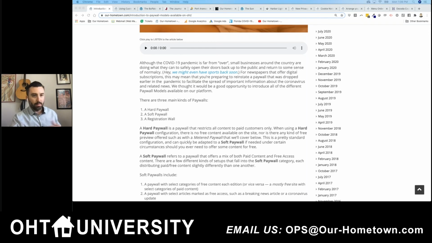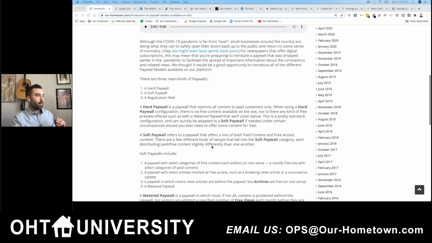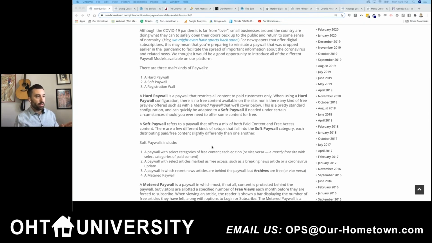Okay, so that's just one point. Now, let's go through the different types of paywalls. We've got three main types. They kind of fall into these three categories. You've got your hard paywall, soft paywall, and the registration wall. Really, for the hard paywall and the registration wall, there's just really one way to do those two types of paywalls, and we'll talk about that. The soft paywall, there's about 4 different ways that you can do it. Really, more like 6 different ways if you look at all the different configurations you can have there. So let's break this down a little bit.